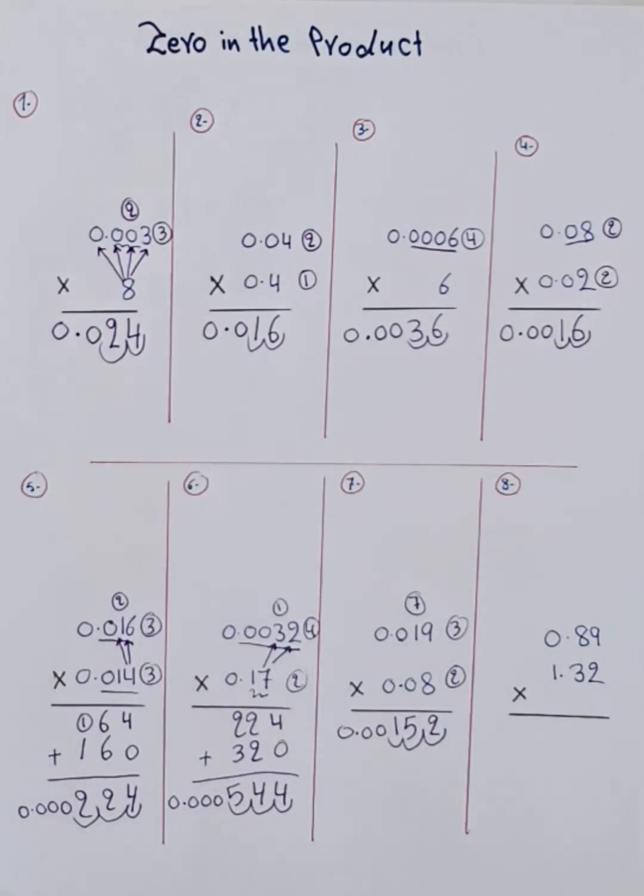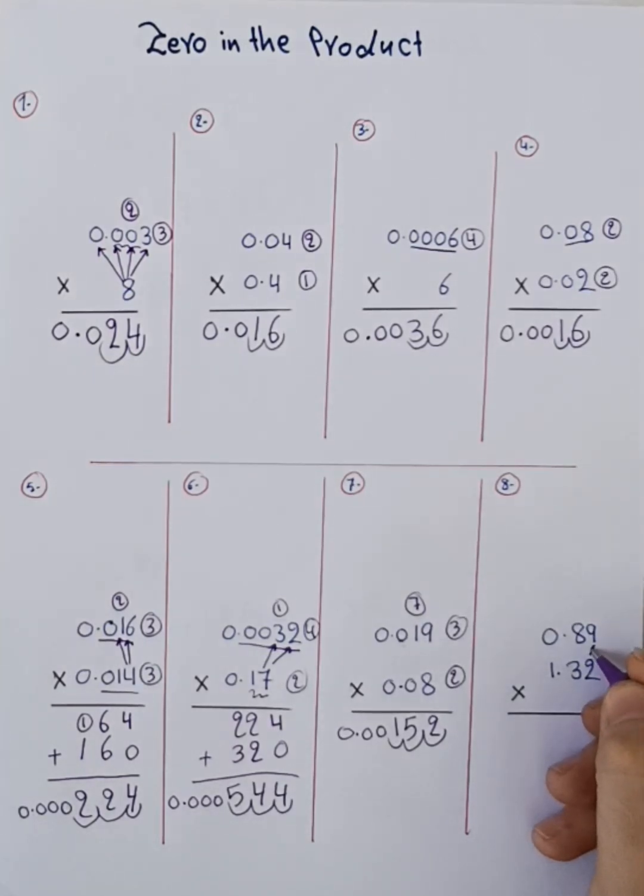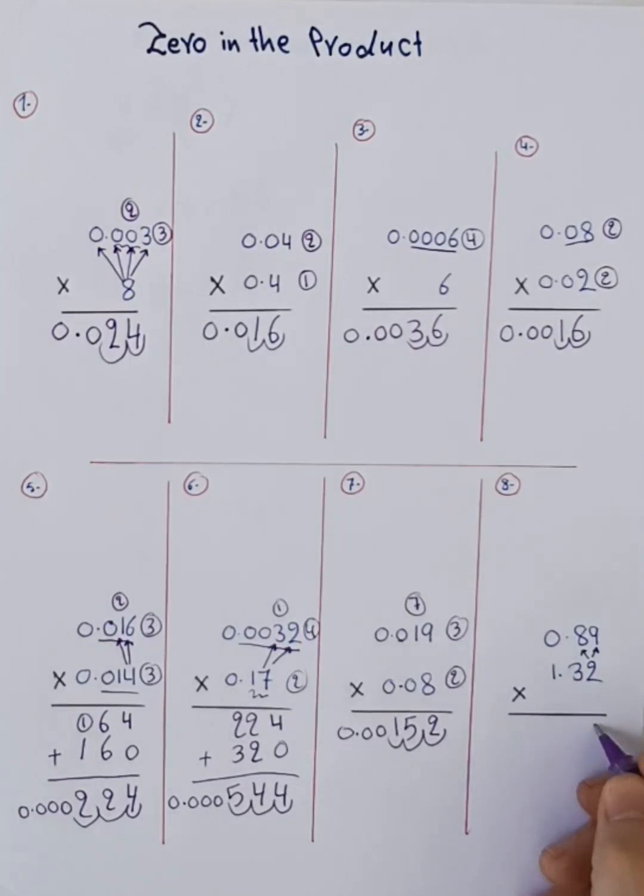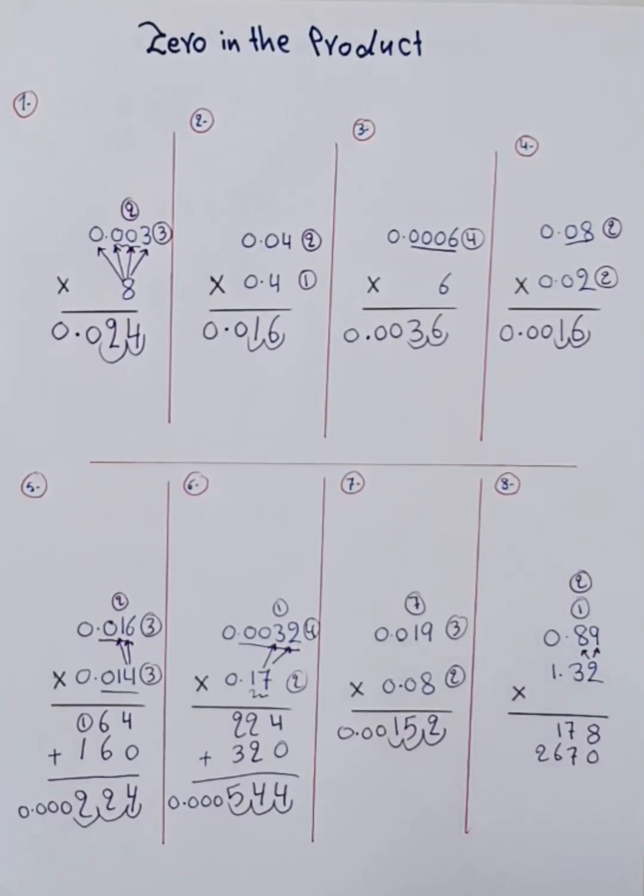Last example, example number 8. We have 0.89 hundredth multiplied by 1.32 hundredth. First, you have to multiply this 2 by 9 and 8. 2 times 9 is equal to 18. You have to regroup. 2 times 8 is 16 plus 1, 17. Before you multiply this 3 by 9 and 8, you have to write 0. 3 times 9 equal to 27. You have to regroup. 3 times 8 equal to 24 plus 2 equal to 26.